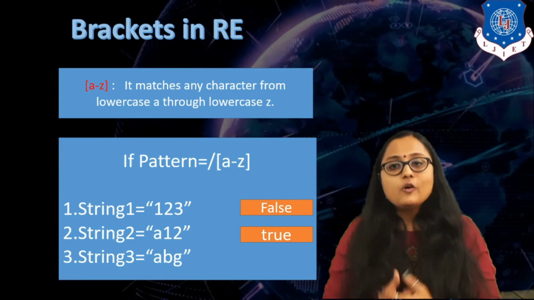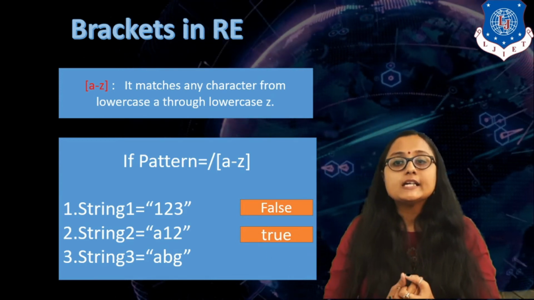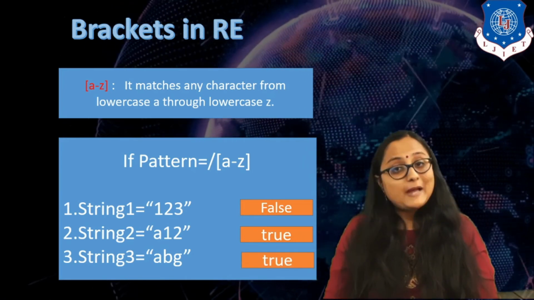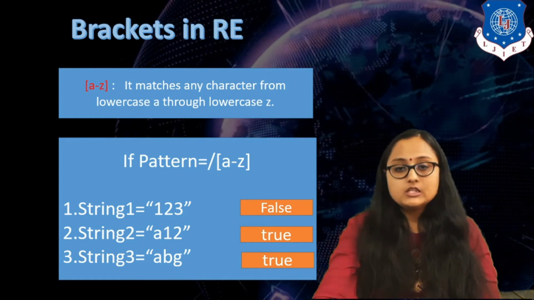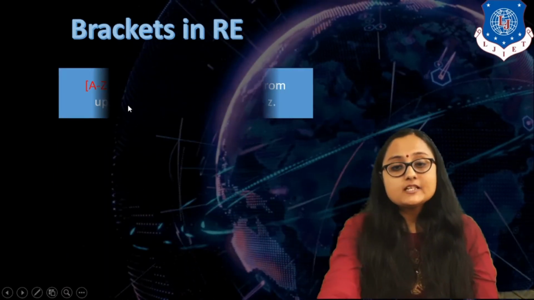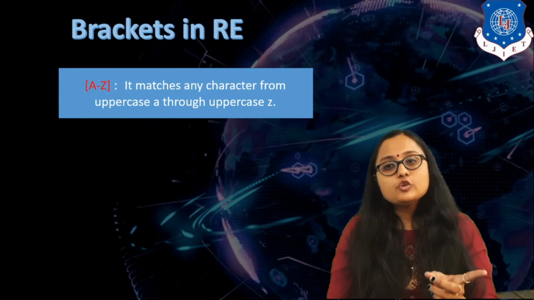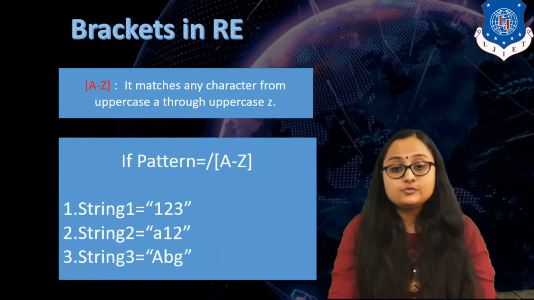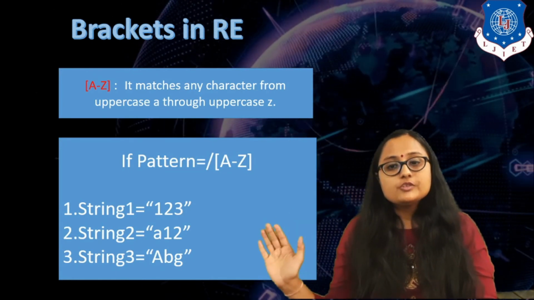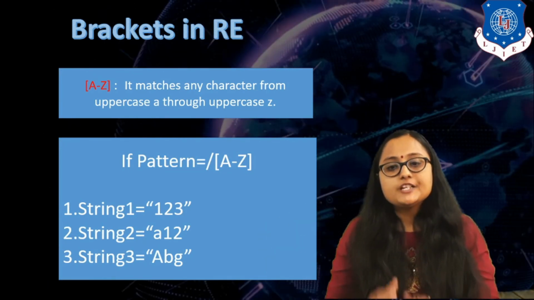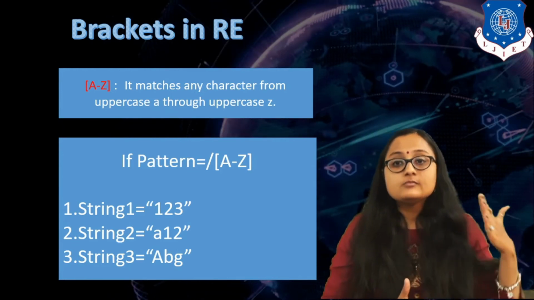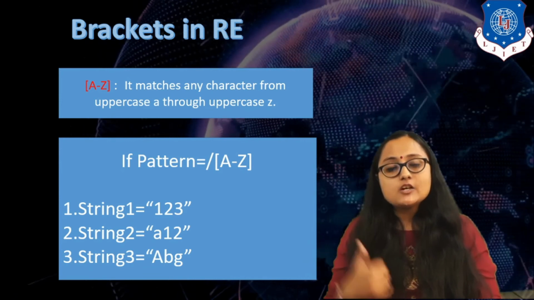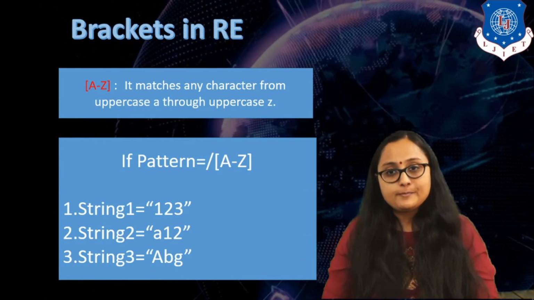And the last, obviously all the things are alphabets. So according to the pattern, the string is matching. Now the next pattern is, the previous pattern was lowercase a to z, whereas here you have uppercase A to Z. So if the pattern is uppercase A to Z, it matches all the characters from capital A till capital Z. So if my pattern is this, what are the strings that are valid according to the pattern?